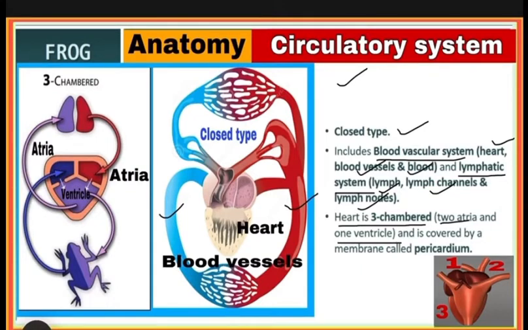See the diagram. These two are the atria and this is the ventricle. These are the 3 chambers of the heart. It is covered by a membrane called pericardium. See, this outer layer of heart is called pericardium.